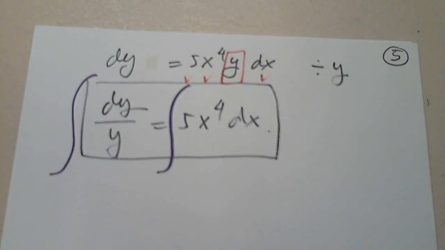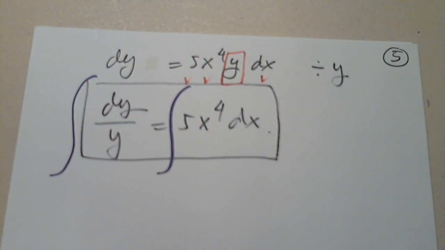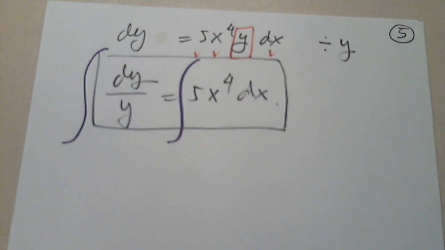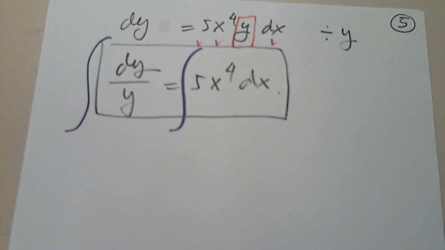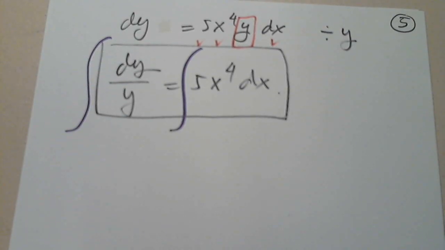Okay, so now we have to think. What function prime is 1 over y? And then on the other side, what function prime is 5x to the 4th? But let's start with the left-hand side. What function prime is 1 over y? We had that today. It's a special formula, a special function, we have to remember it.